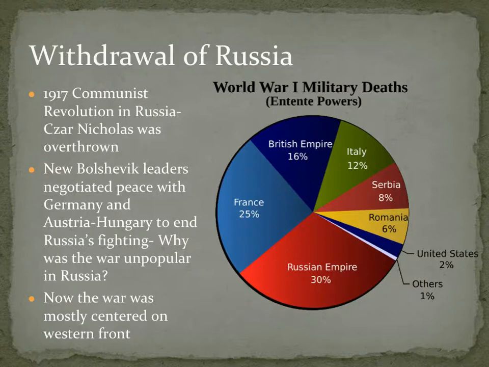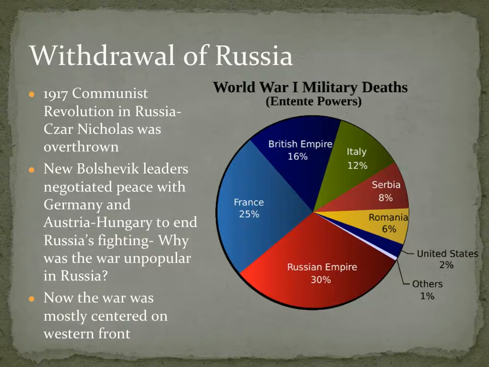Another key event is the withdrawal of Russia from the war. So in 1917, Russia underwent a communist revolution where Tsar Nicholas II was overthrown and the Bolsheviks established a new communist state. Now, we're going to do a whole separate lesson on this, so I'm not going to go into a lot of detail about what happened. But the Bolshevik leaders knew that the war was very unpopular in Russia because Russia was losing so many men. Their soldiers did not have enough supplies or weapons to keep going. And so the Bolshevik leaders, part of their promise in taking over was to end Russia's involvement with the war. So the Bolsheviks negotiated peace with Germany and Austria-Hungary to end Russia's fighting in 1917.